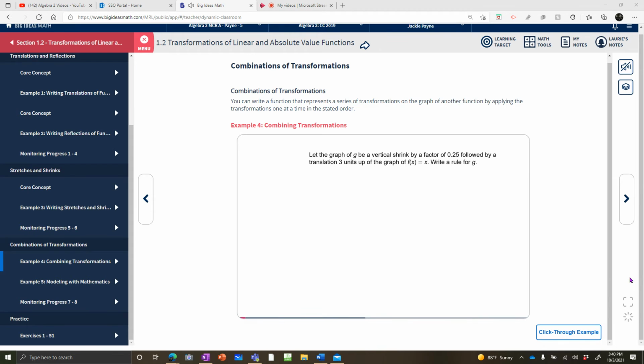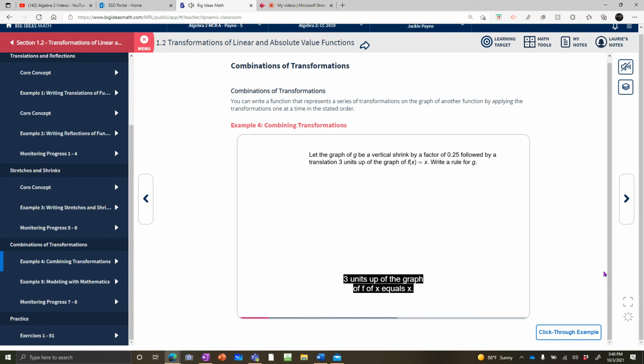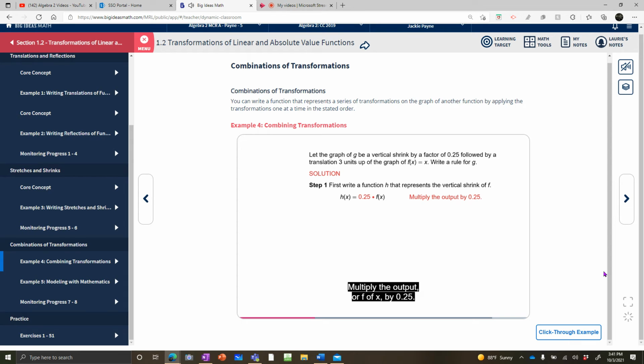Let the graph of g be a vertical shrink by a factor of 2500, followed by translation 3 units up of the graph of f of x equals x. Write a rule for g. Solution. Step 1. First, write a function h that represents the vertical shrink of f. Multiply the output, or f of x, by 2500. Write h of x equals 2500 times f of x. Substitute x for f of x to get 2500 times x.